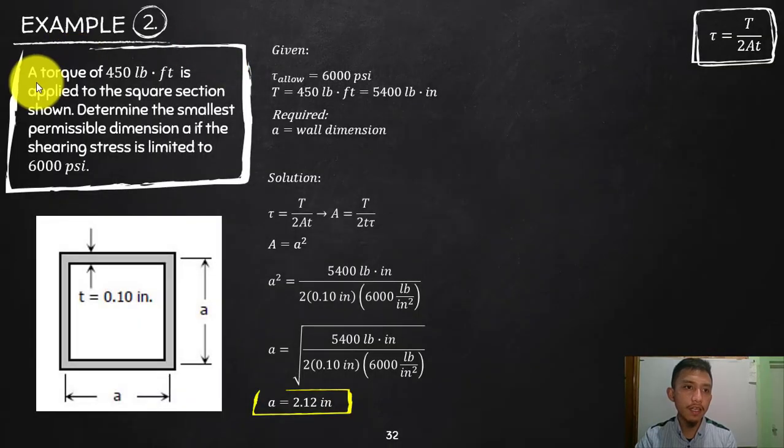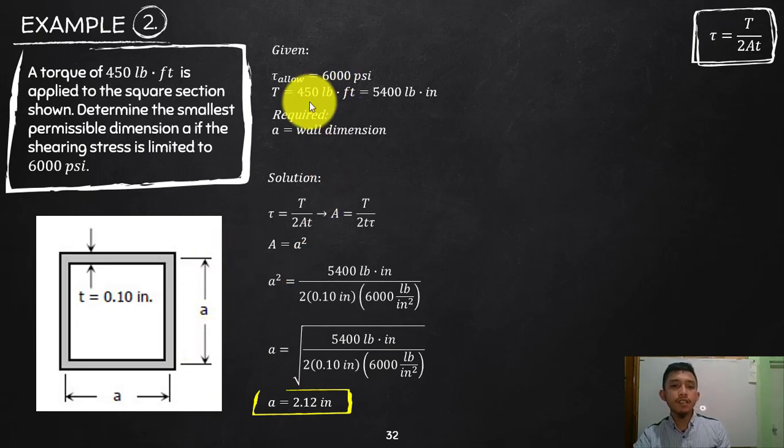One more example. A torque of 450 pound-feet is applied to a square section shown. So this is the section, and again, look at this. The dimensioning is on the center line, so no worry about that. But in case your dimensioning is inside and outside, you need to take that into consideration later on in calculating the area enclosed, by not using the given dimension, whether inside or outside, but rather solving first for the dimension of the center lines.